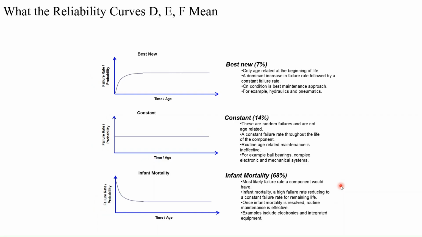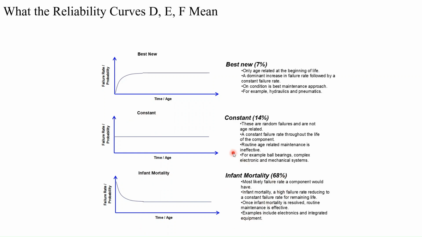Curve D is best new. Only age-related at the beginning of life. A dominant increase in failure rate followed by a constant failure rate; condition-based is the best maintenance approach. Examples: hydraulics and pneumatics. Curve E, constant failure rate.